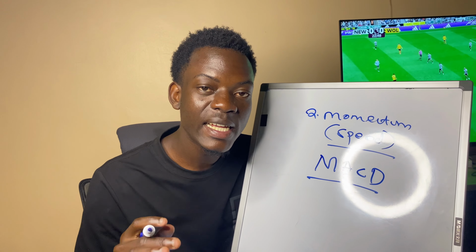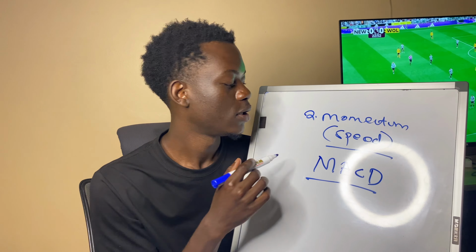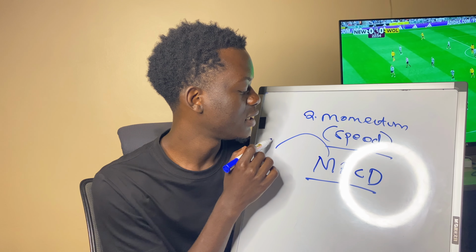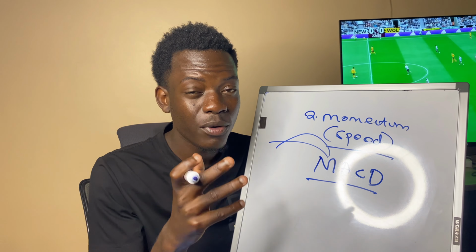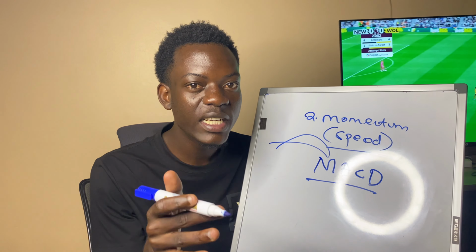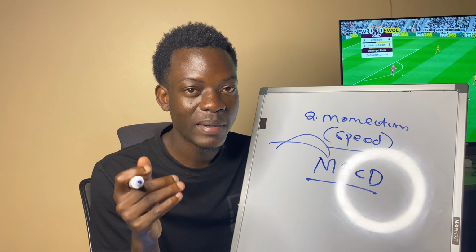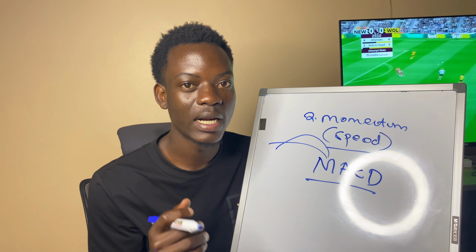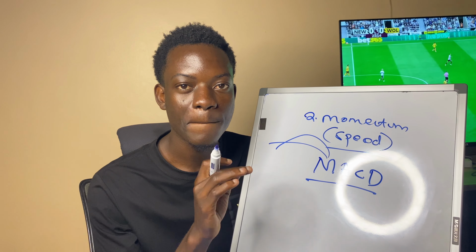The MACD indicator consists of two moving average indicators. So there's one moving average indicator and another moving average indicator, which will help you to understand where the market is moving towards. Is it bullish, another way of saying on an uptrend, or is it bearish, another way of saying it's on a downtrend?